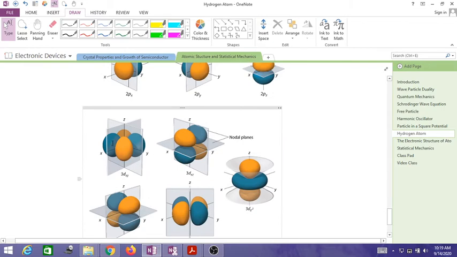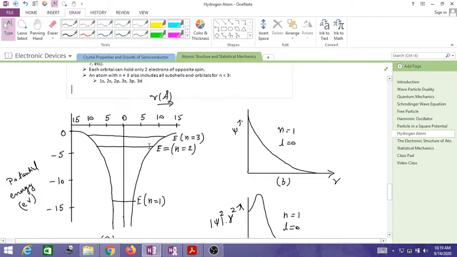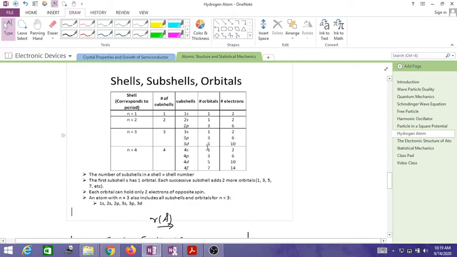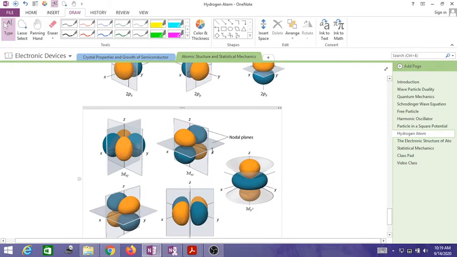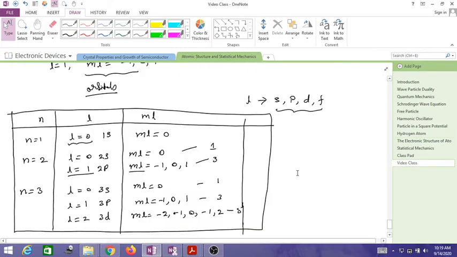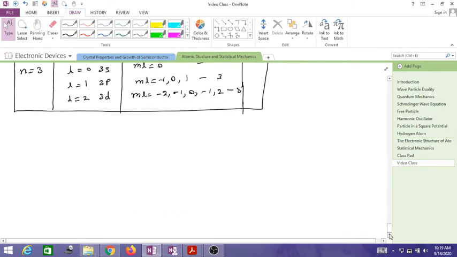And this is the third subshell, that is 3d. Here we have the orbitals. Now d can have 5 orbitals, which you can see here. So these are the different representations. Hope you have understood this.